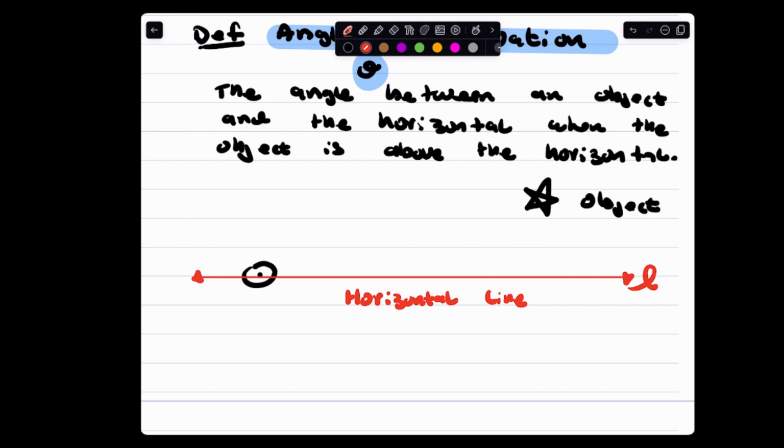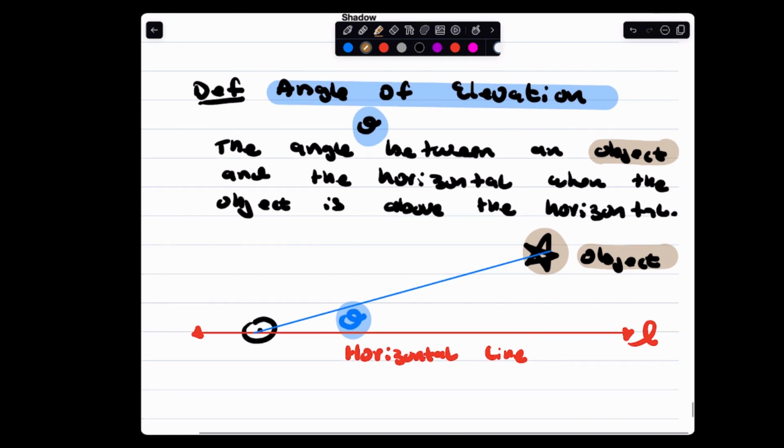And so you might say, well, where's theta? Well, theta is this. There's going to be another line to the object, and the theta here is the angle between the what? The object. There it is. And the horizontal when the object is above the horizontal. There's something called an angle of depression. I won't give you that now, but this is strictly focusing on an angle of elevation.